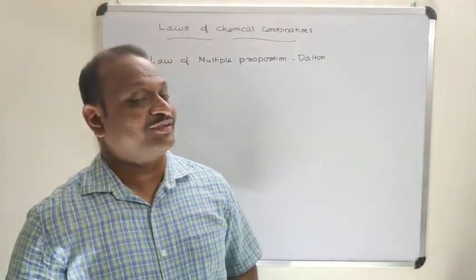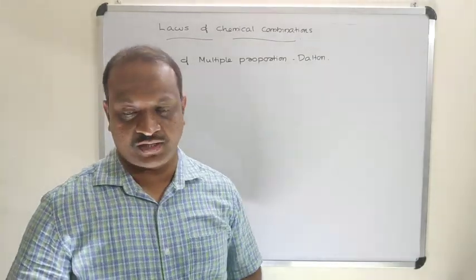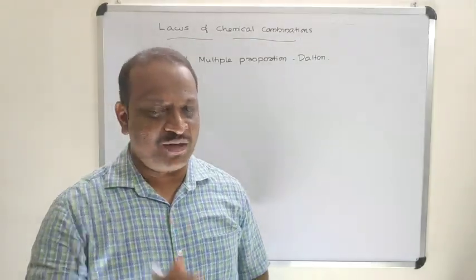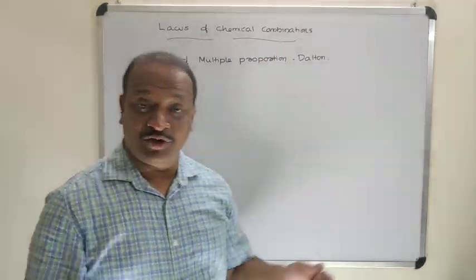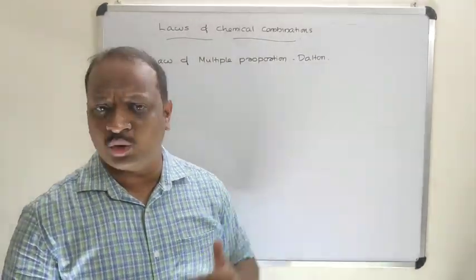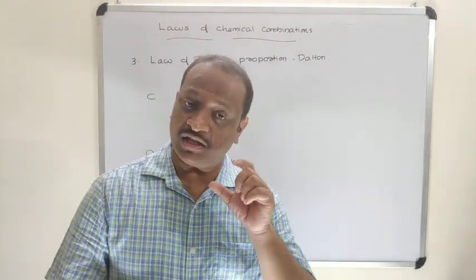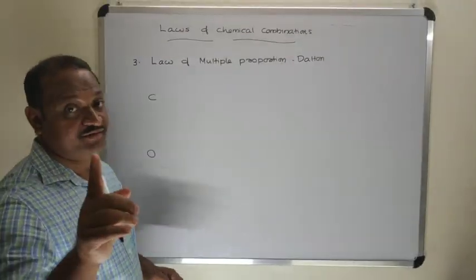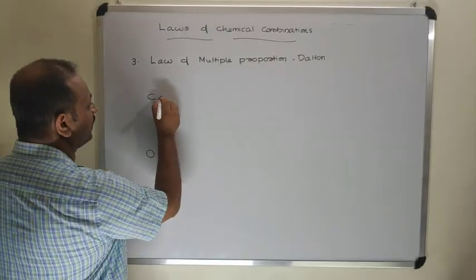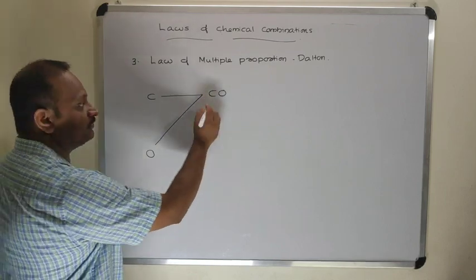So let's talk about the next law, law of multiple proportion, introduced by Dalton. See, in order to explain this, I am considering 2 elements. First one is carbon and next is oxygen. So carbon and oxygen can combine to form carbon monoxide or carbon dioxide or carbon suboxide. But here I am considering 2 compounds. First one carbon dioxide, second one is carbon monoxide. So carbon and oxygen combine to form carbon monoxide. This is the first molecule.